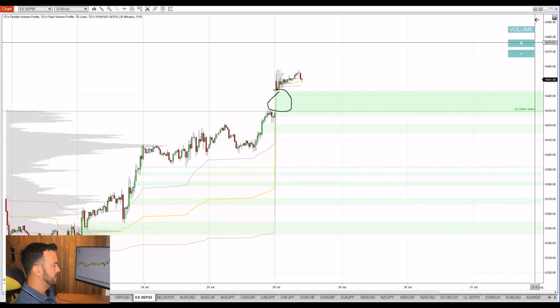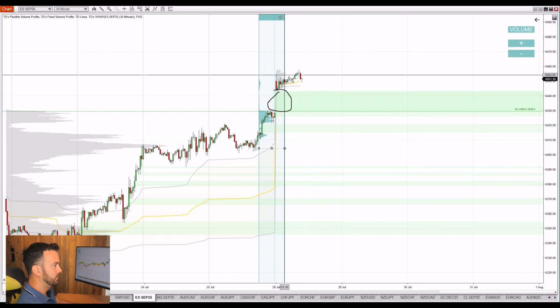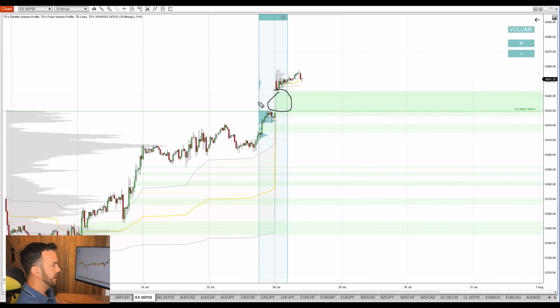And for that I use my flexible volume profile like this, and I'm interested only in this part of the chart, the part before the gap, right? And I want to see heavy volumes here. What very often happens is that the market closes the gap, and when the gap is filled, then the market likes to react to the first heavy volume zone that is behind the gap, which is this zone, and especially to the beginning of that heavy volume zone, which is right here.